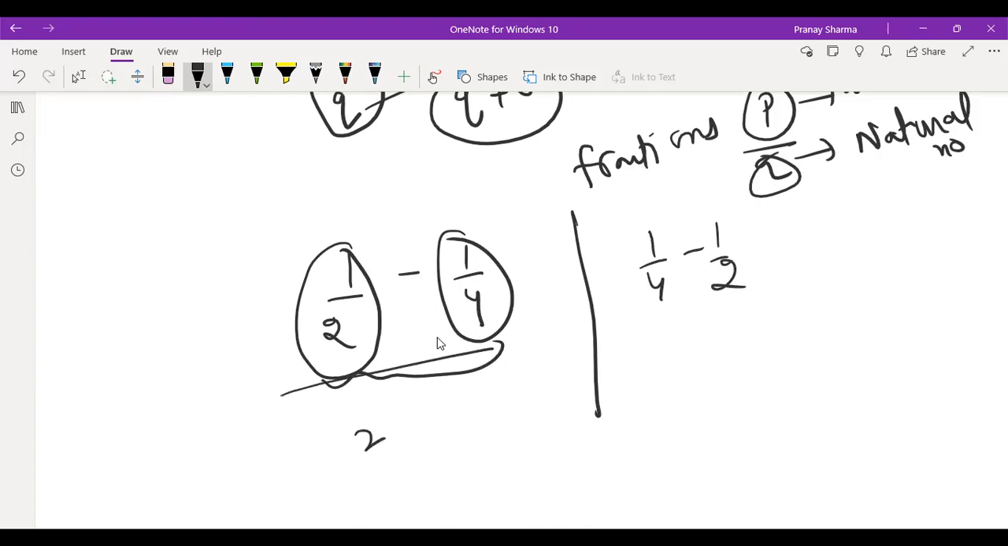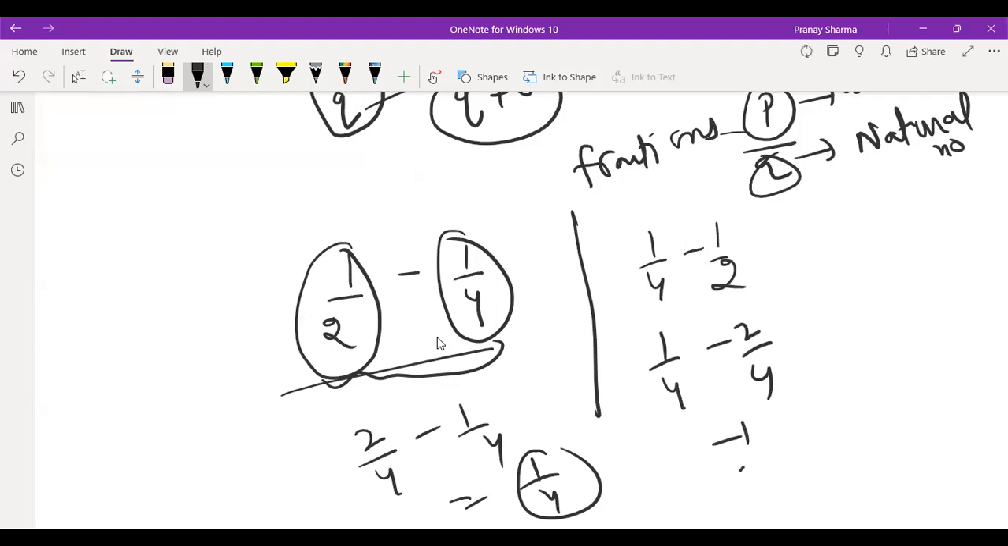If you calculate this, it will be 2 over 4 minus 1 over 4, that is nothing but 1 by 4. But if you consider this, it will be 1 over 4 minus 2 by 4, so it will be minus 1 by 4. Here we are getting a negative answer. It is again in P over Q form, but we cannot call this a fraction because it is something different. This number is a rational number. Rational numbers are in P by Q form, and fractions are also in P by Q form, but fractions are always positive.